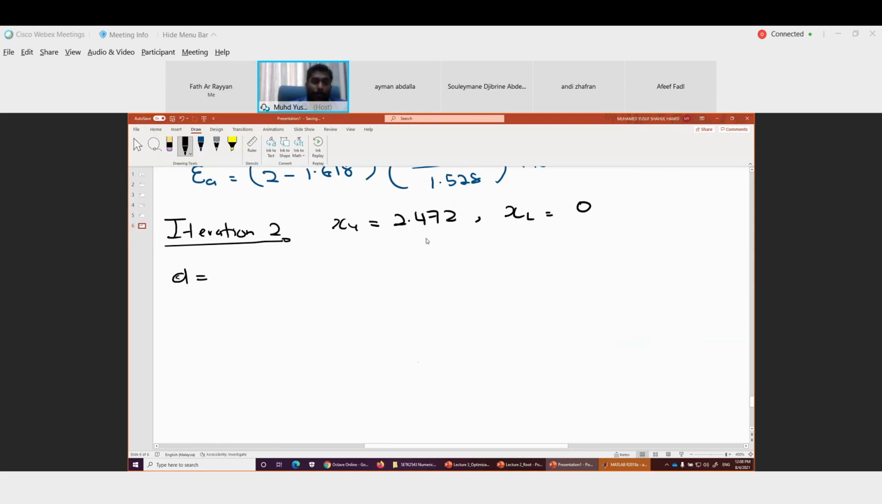Now you need to find d again. d is equal to 0.618 multiplied by 2.472 minus 0. This one is equal to 1.528.